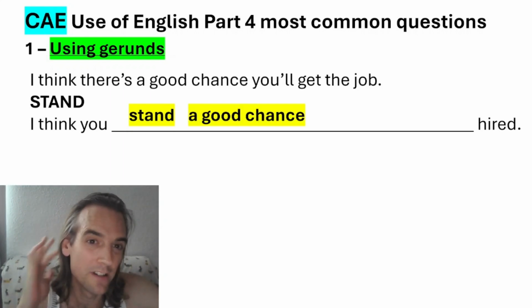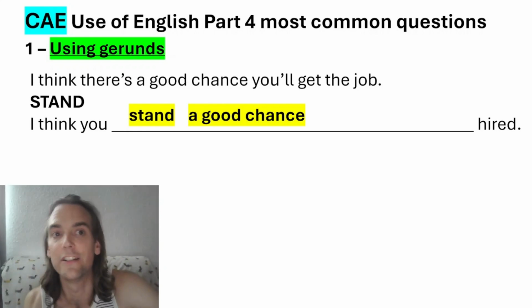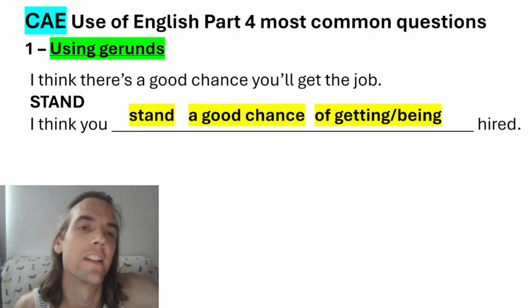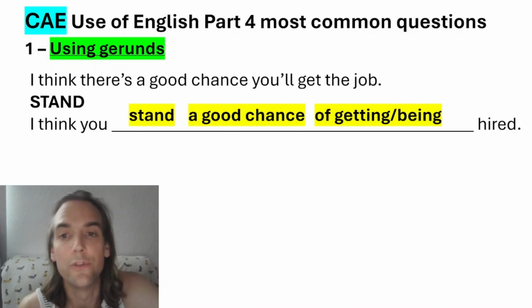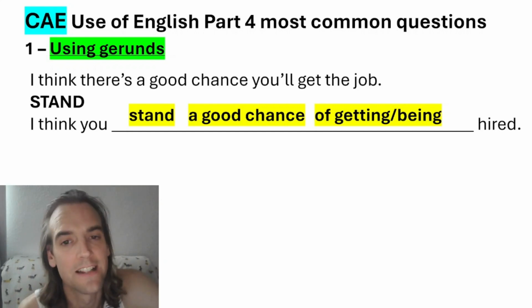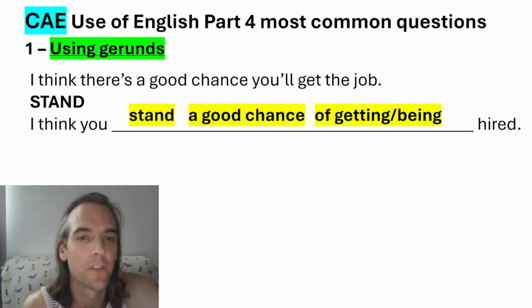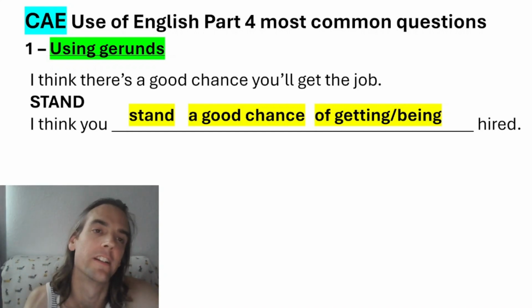Now we've got 6 words. What preposition are we going to use? We're going to use a preposition. We're going to use the gerund. It's of getting or of being hired. You will get the job. You have a good chance of getting. We've also made it a bit passive, haven't we? It's a bit more like you will be hired. You have a good chance of being or of getting hired. Passive or causative, to make it a bit more difficult for C1. So your first grammar point is using the gerund.